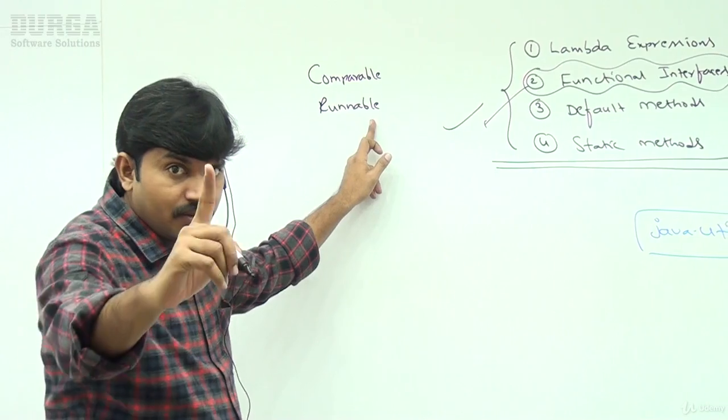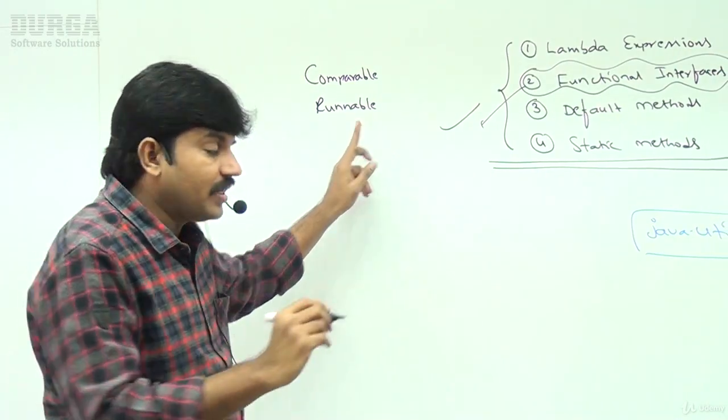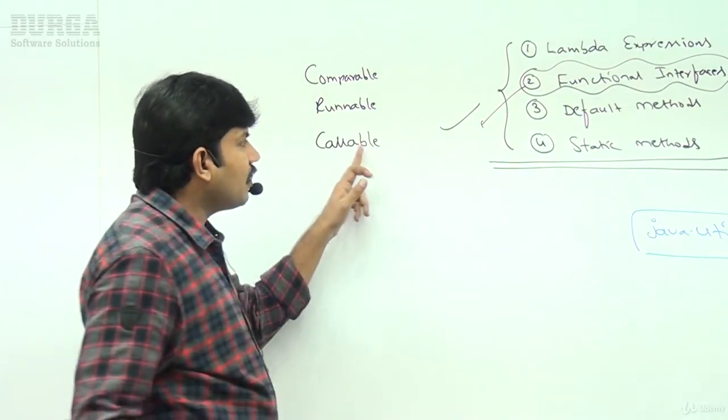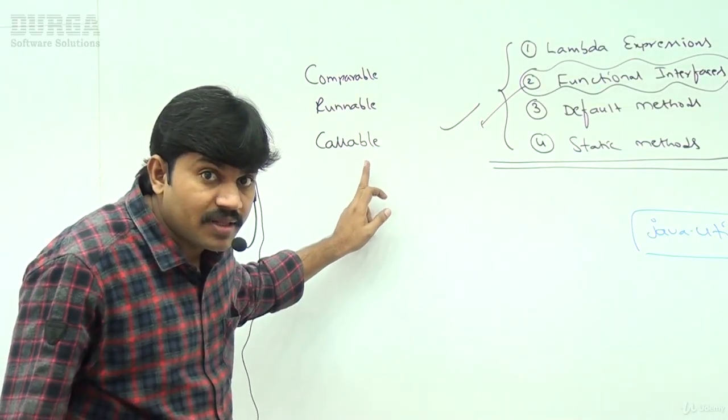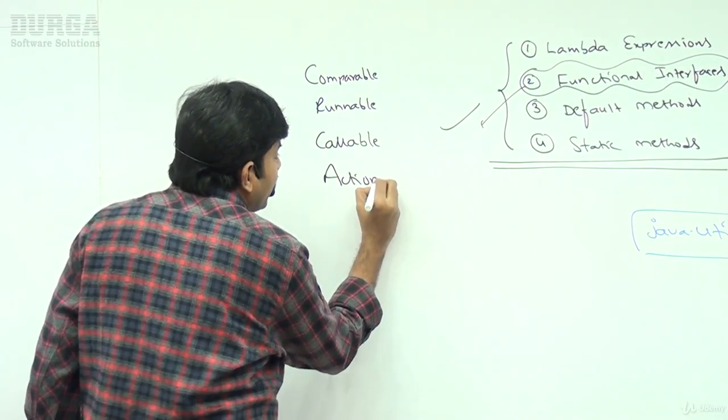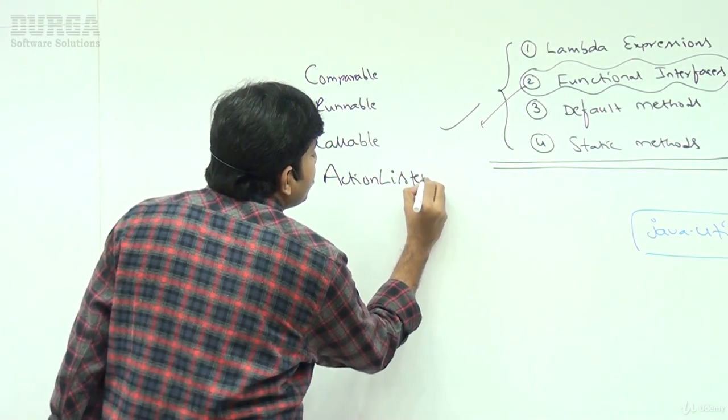Runnable interface contains only one method, the run method only. Sir, the Callable interface contains only one method. What is that method? The call method, right? ActionListener. Are you getting it? What is this one? ActionListener.